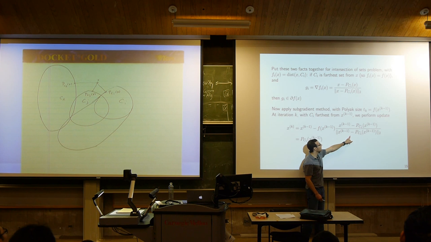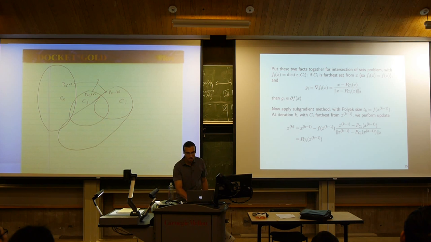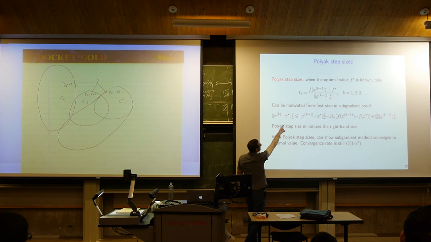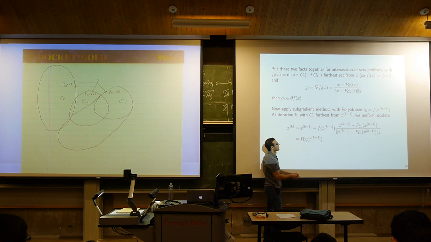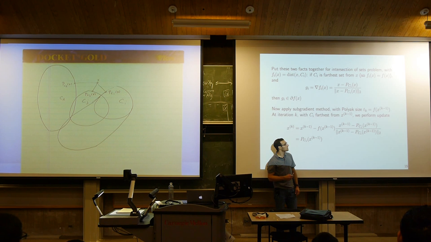But if we go back to what that was, f star is 0. So it's nothing more than the value of the criterion at x_{k-1} divided by the norm of the subgradient squared. But look, this guy has norm 1. So it's nothing more than just the value of the criterion at x_{k-1}. That's what the Polyak step size instructs us to do in this case.